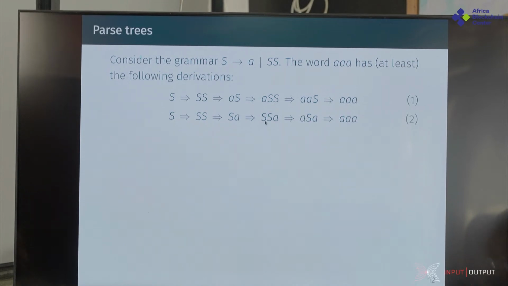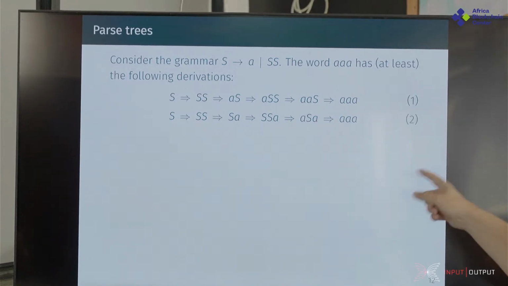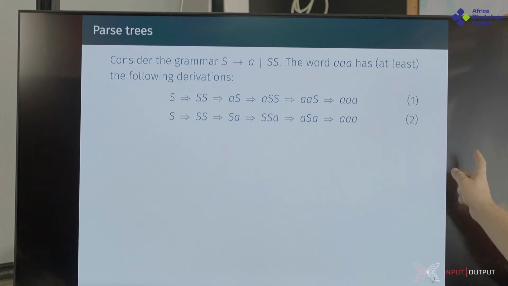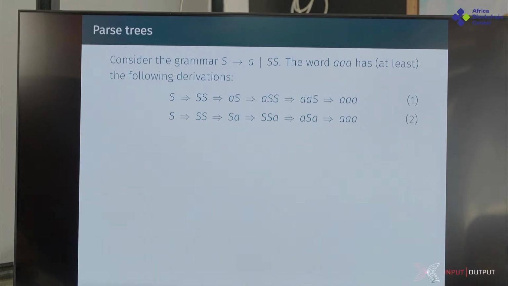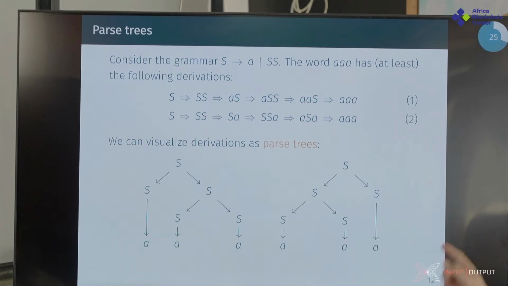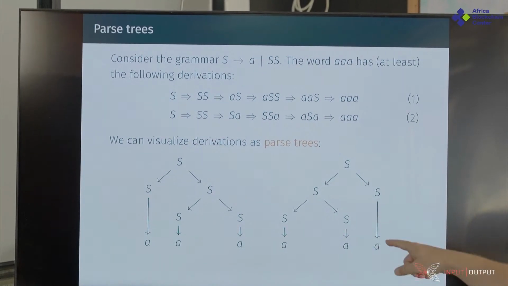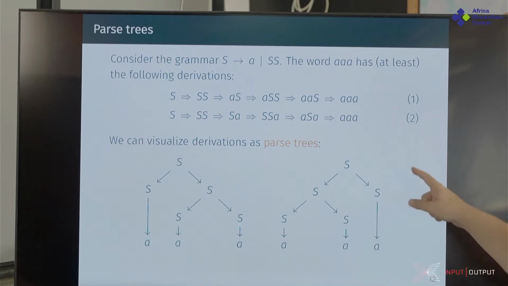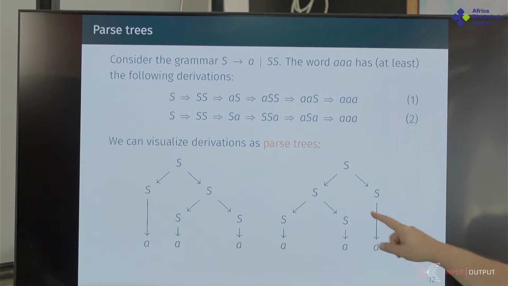By definition, if you have a derivation, the word is in the grammar, so AAA is in this grammar, but that doesn't necessarily mean that there's only one way to derive it. And one can visualize this like so. Something like this is called a parse tree. Each time you apply one of the rules, you go down one level in a tree. And at the bottom level, you only have terminals. We see these trees are different, but the bottom level is the same.